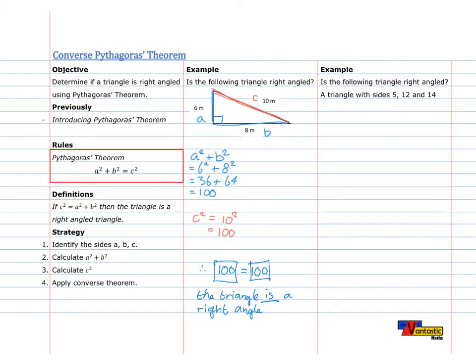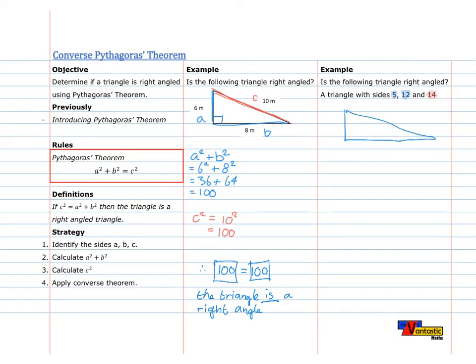Let's look at this second example. So this time, we're not given a diagram, we're just given the sides. And we have a triangle with sides 5, 12, and 14. So we're going to have to draw that triangle ourselves first. And we will just go ahead and draw it as if it is a right angle triangle. And we'll just see whether it works.